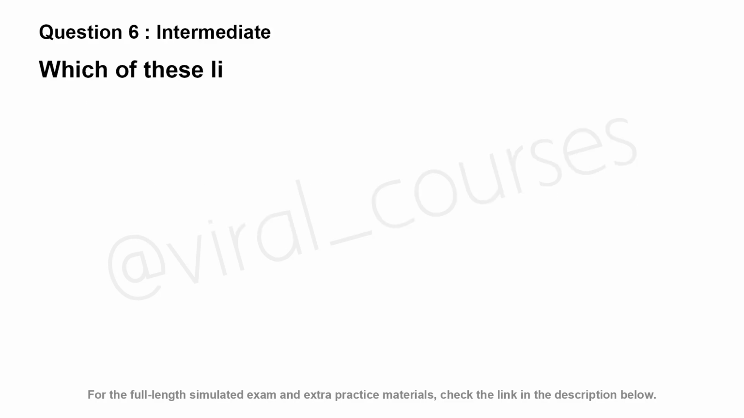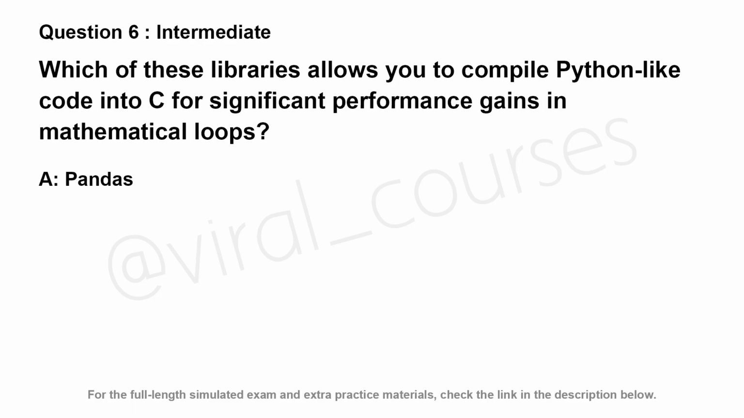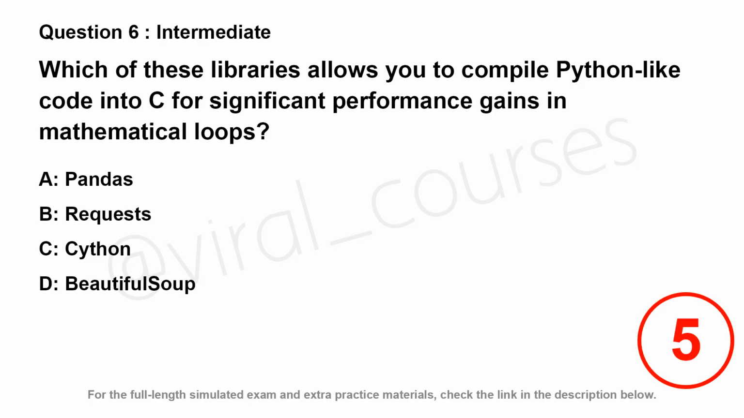Which of these libraries allows you to compile Python-like code into C for significant performance gains in mathematical loops? Option A, Pandas. Option B, Requests. Option C, Cython. Option D, Beautiful Soup.